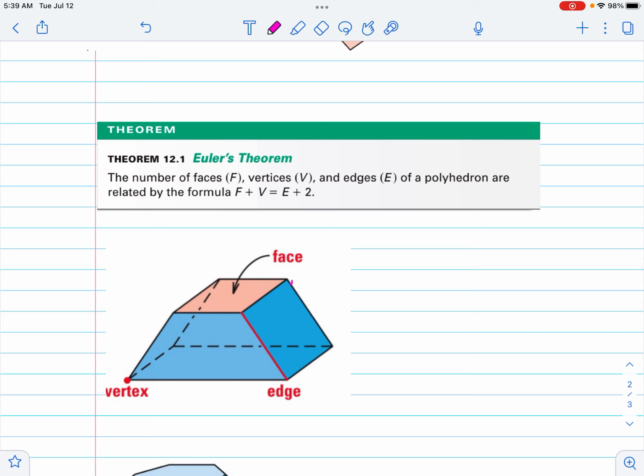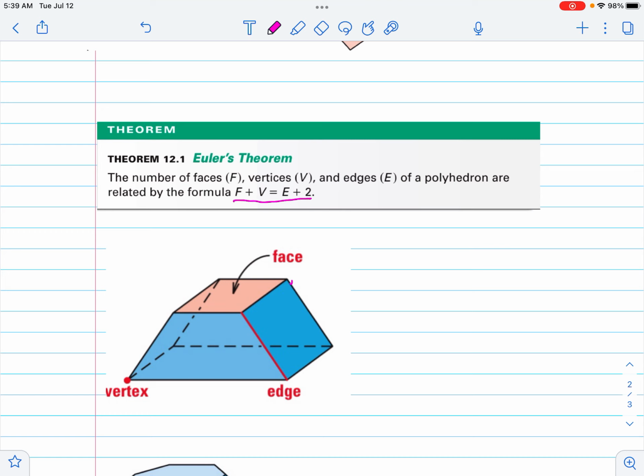Now, last thing, I want to talk about Euler's theorem. Euler's theorem relates the number of faces, the number of vertices, and the number of edges. Puts them together in an equation, and that equation is this. Okay? So, let's see how this works. Here we've got this polyhedron that we've looked at before. And I want to just show you how this works here.